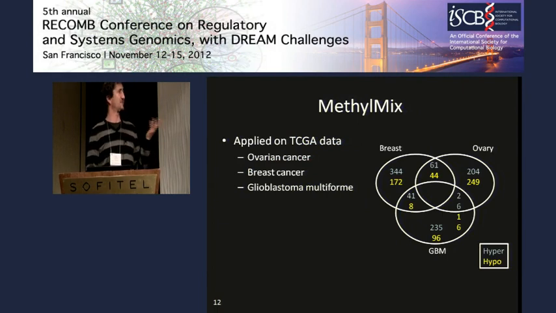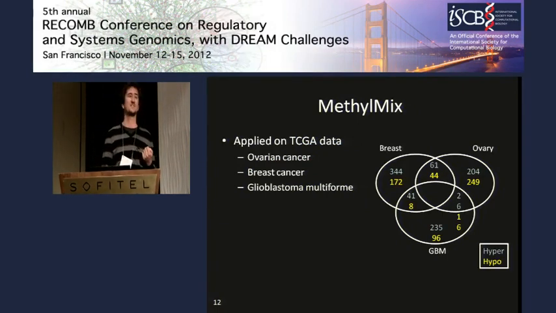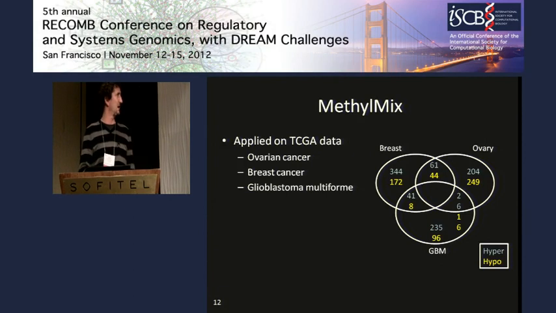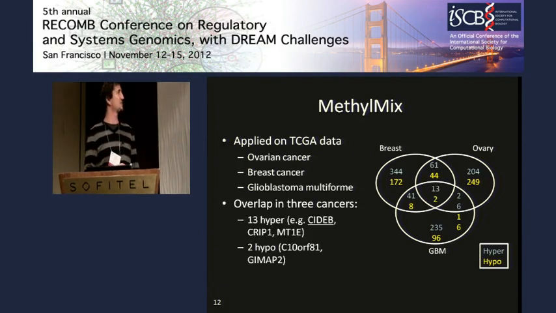Next, this is a plot where I show the comparison of all the 3 different cancer sites. These are the numbers of hyper and hypomethylated genes that were identified by METHYLmix in each of these 3 cancers. Interestingly, there were also 13 genes that were common, hypermethylated in all these 3 cancers, and 2 genes were hypomethylated in all 3 cancers. For the hypermethylated genes, SIDAP is a well-known tumor suppressor gene that is often methylated in cancer.